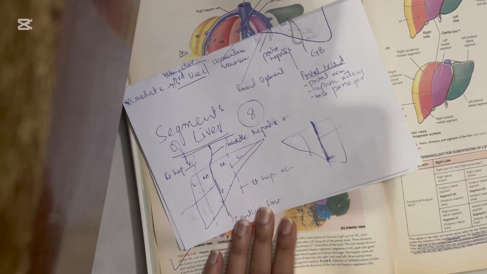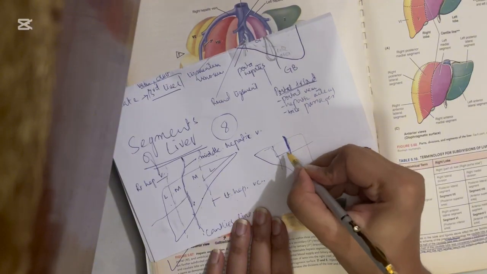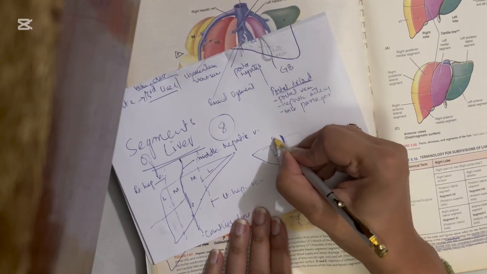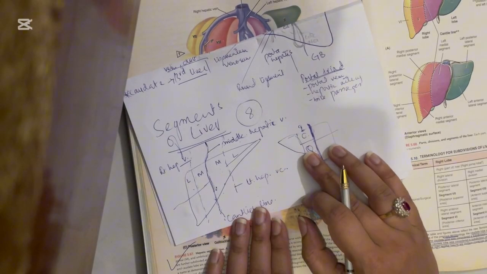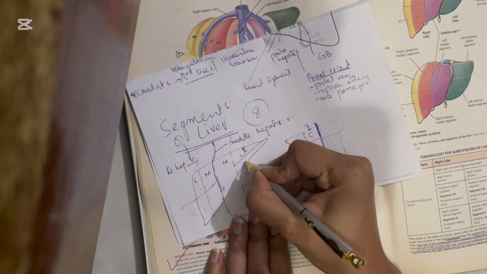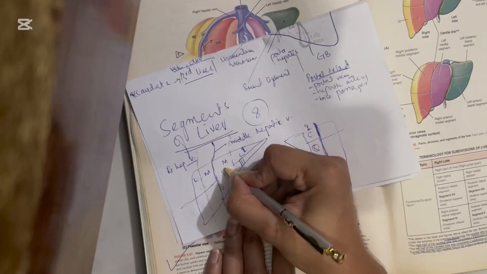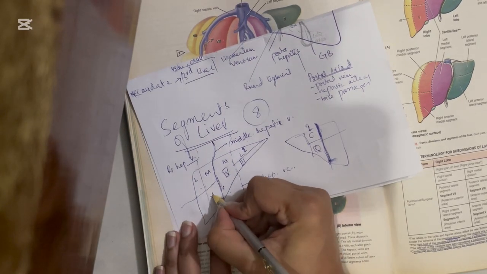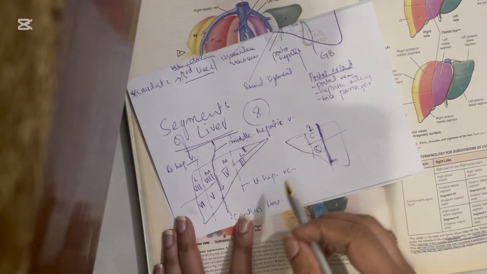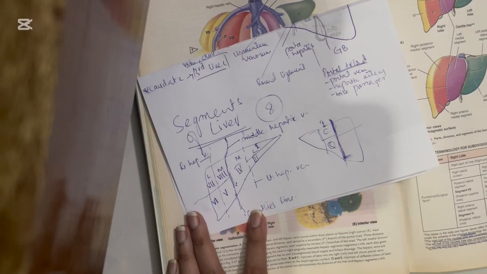So the divisions of the segments of the liver are such that on the visceral surface we can see that this is the caudate lobe and this one is the quadrate lobe. So the caudate lobe is the first segment of the liver, segment 1. And then going clockwise, this is segment 2, segment 3, this is segment 4, this entire one is segment 4, this is segment 5, this is segment 6, this is segment 7, and this is segment 8. So this is how we divide the liver into 8 segments which have surgical importance.